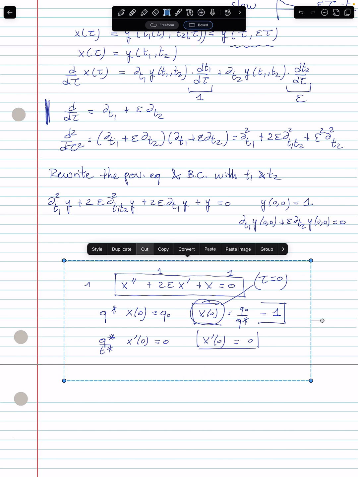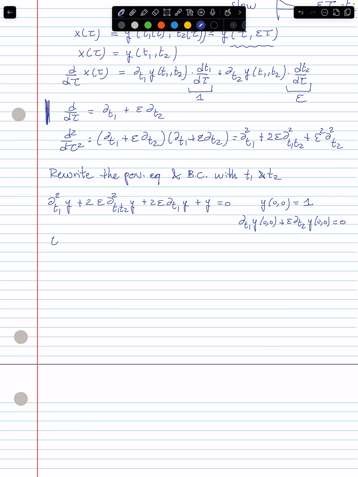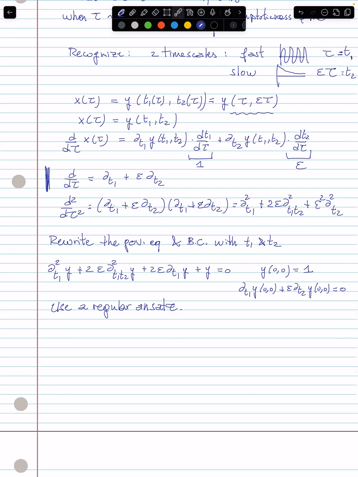Once this is done, we use a regular ansatz. Just by doing what we did here, which is really the keystone, the key step in the process, we said that instead of looking for just a single function of time tau, we're going to explicitly state that there are two different time scales in the problem. By doing this, we are expanding a little bit. We are searching for the solution in a space that is kind of larger or bigger than what we strictly should use.